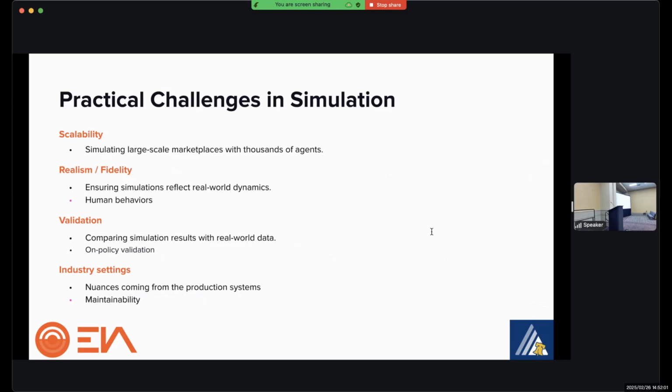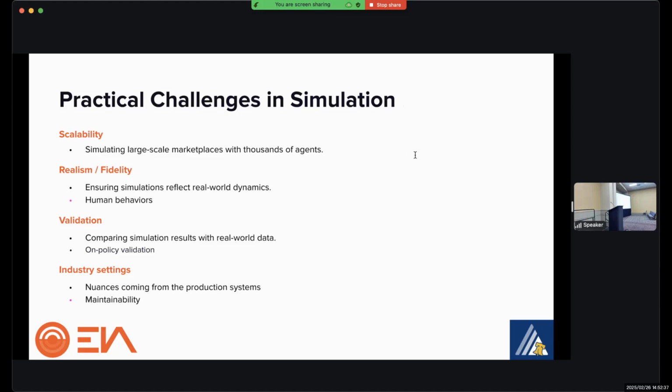Validation is another key issue, to compare simulation results with actual data. It's relatively straightforward to do on-policy validation, but off-policy validation is still very much a challenge. And additionally, in industry settings, simulation is often compared to production system outputs. So how to manage all kinds of nuances from the production system and still keep maintainability is something that continues to be explored.